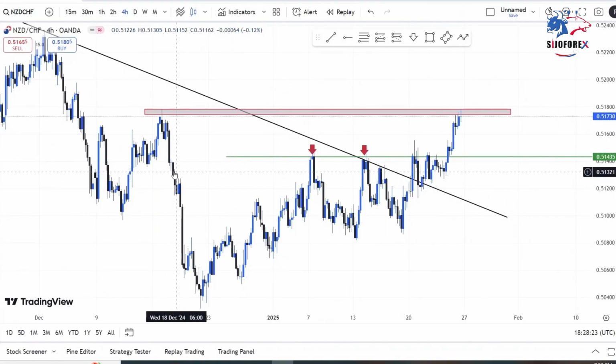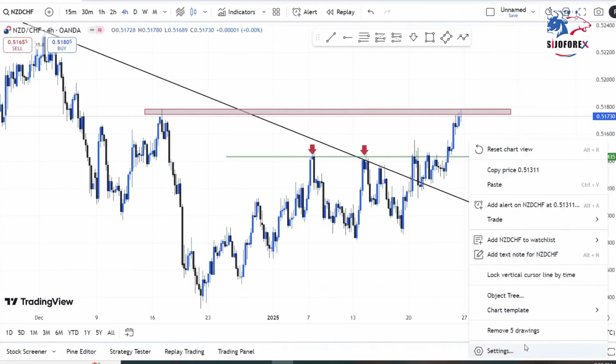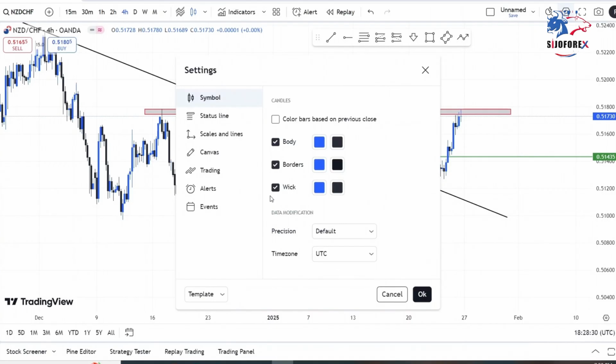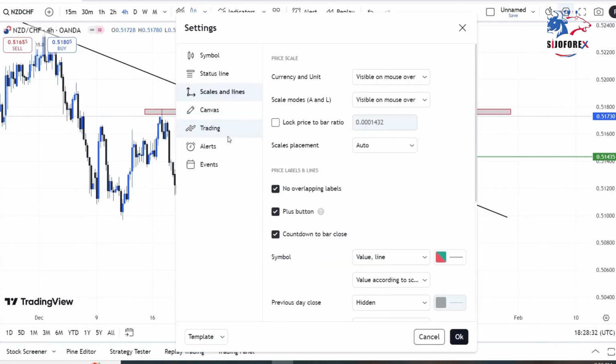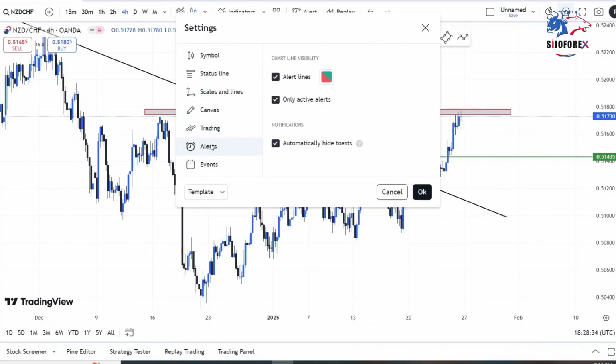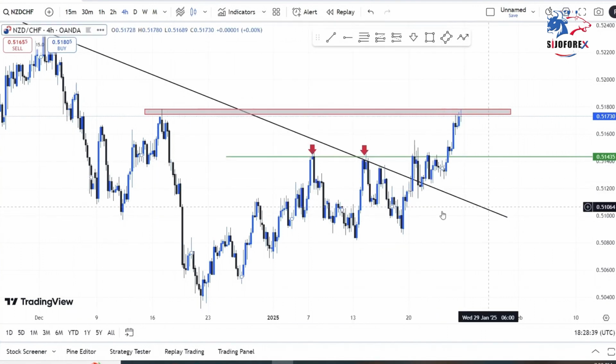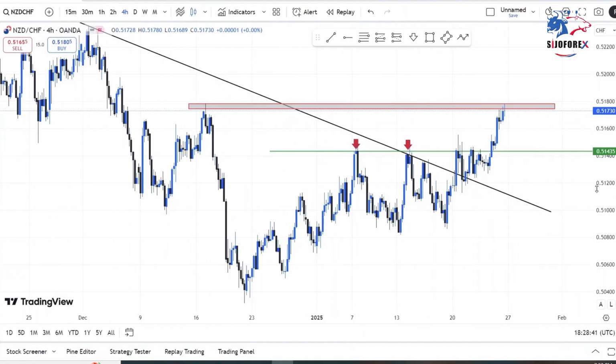So I think that's all you need to know about the TradingView for now. As a beginner, that's all you need to know. Set your TradingView like this and get back to me if you really need some help from me.